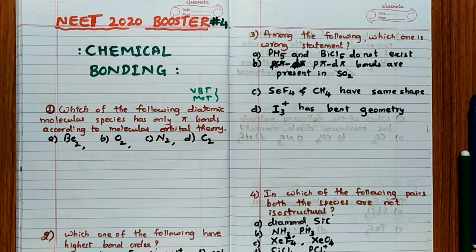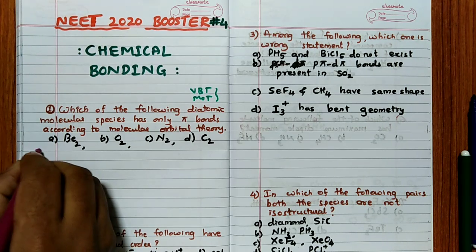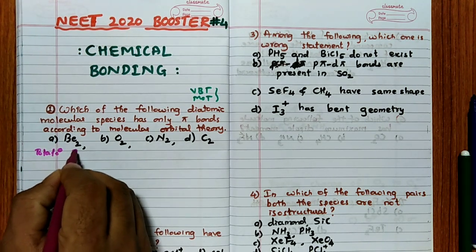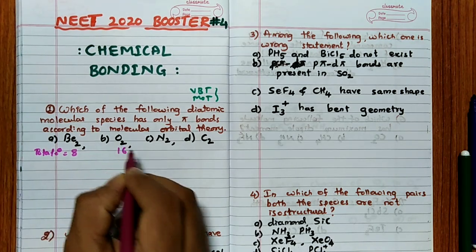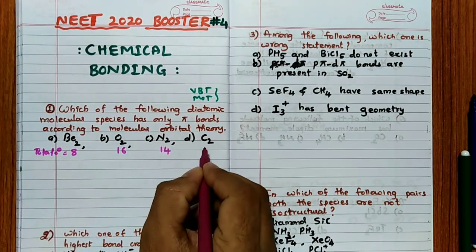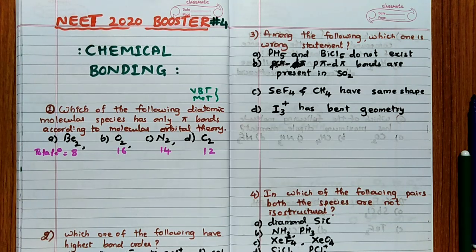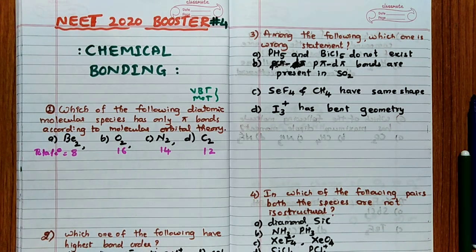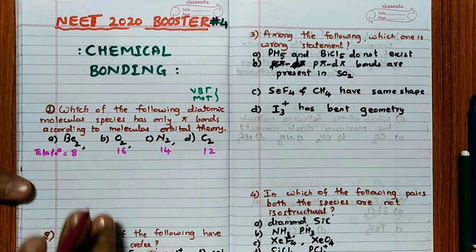Write the configuration. So total electrons I will write first. Here it is 8 electrons, here it is 16 electrons, here it is 14 electrons and here it is 12 electrons. So remember, for the 16 electron system, one configuration, and for 14 electrons and less than that, one configuration I will tell you.